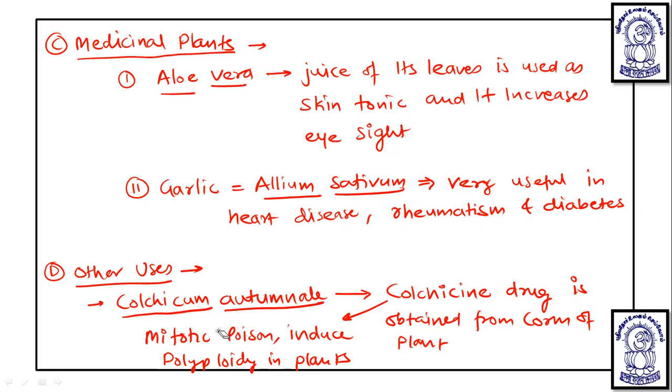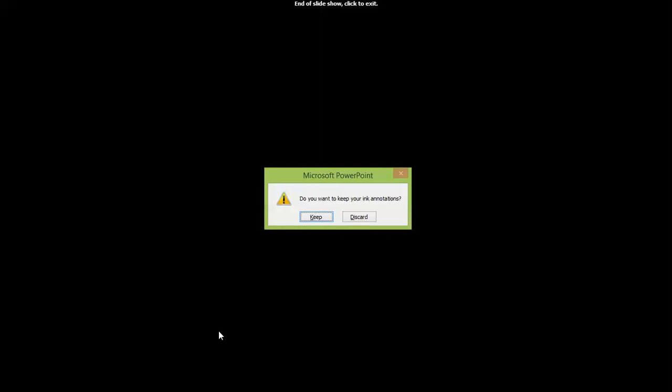Okay, so these are all the uses or economic importance or some of the certain examples of this family. So I hope in this lecture we have covered two families, that is the Solanaceae and the Liliaceae, and I hope you are now thorough with this particular thing.